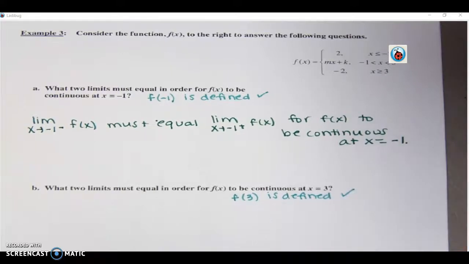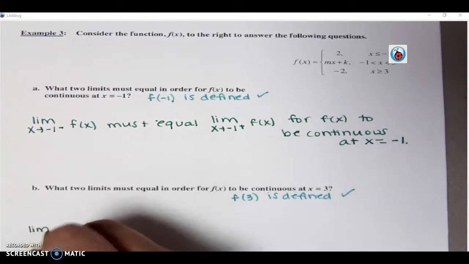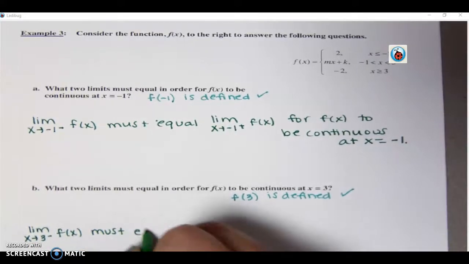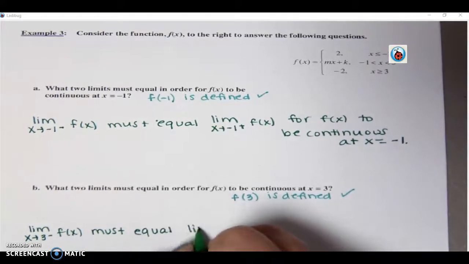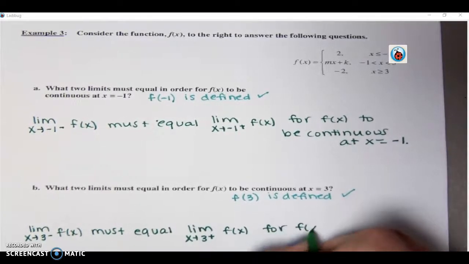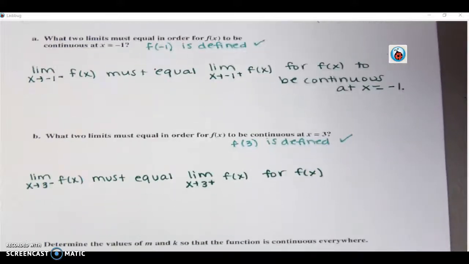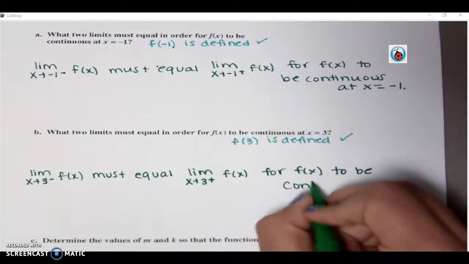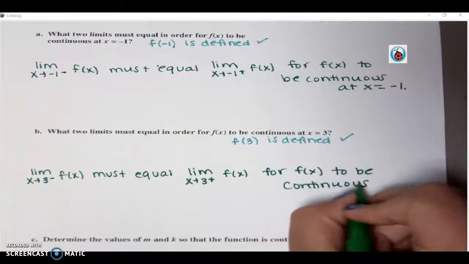Okay, but when it says what limit, the limit as x approaches 3 from the left must equal the limit as x approaches 3 from the right for f of x to be continuous at x equals 3.